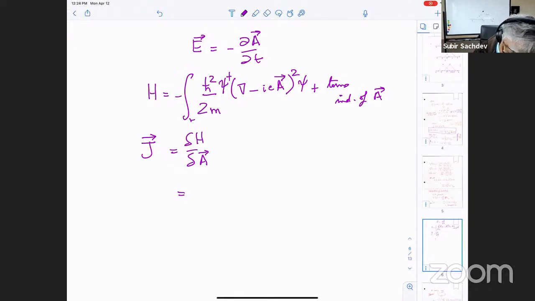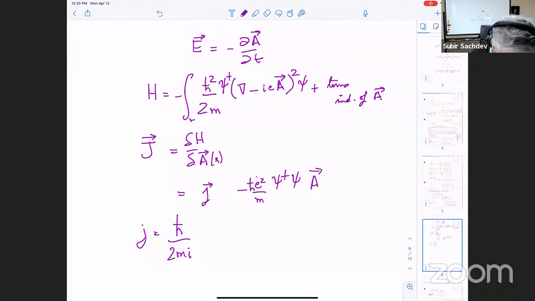Okay, so the current is dH/dA(r), and it has two contributions that I'm going to separate out for our purposes. I'm going to say it's a little current, little j, and then a term that depends explicitly on A, that's going to come from here, and that's something like e squared over m times psi dagger psi times A, where little j is the usual current, h bar over 2mi. And it should be really an e, not an e squared.